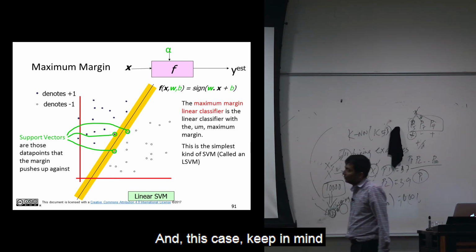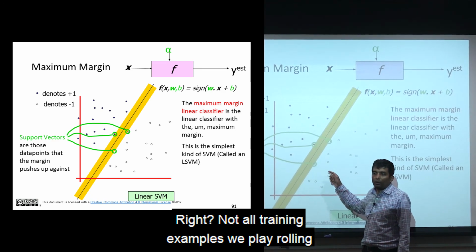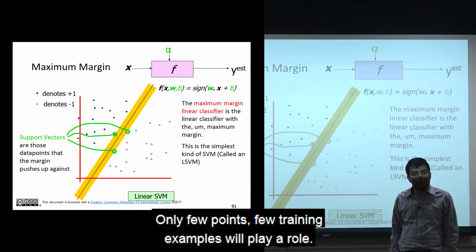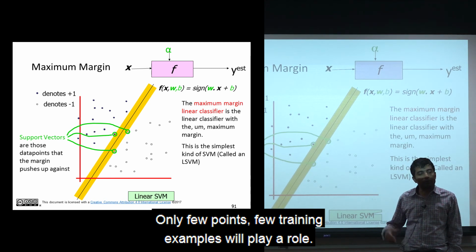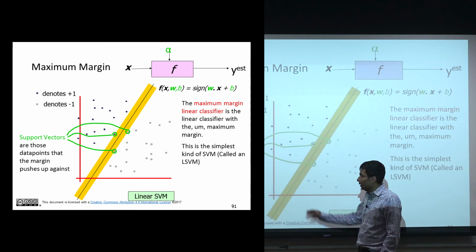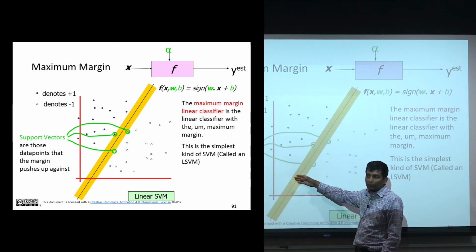Keep in mind that these are the training examples. Not all training examples will play a role in your SVM classification process. Only a few training examples will play a role, and those few points will be known as the support vectors. Basically, these support vectors are closest to the decision boundary.